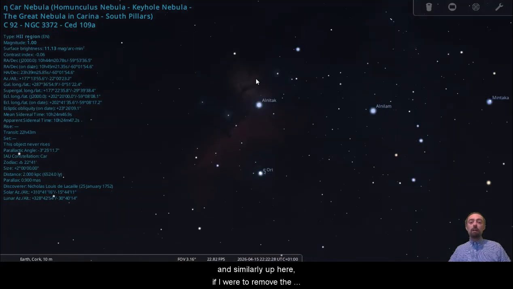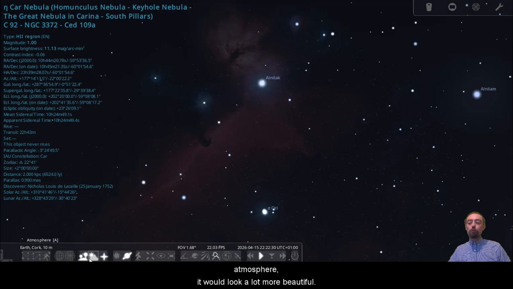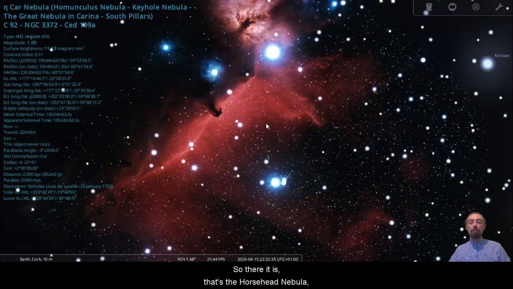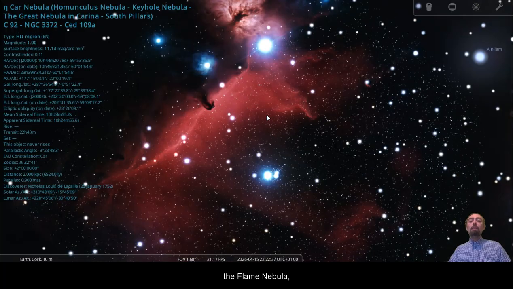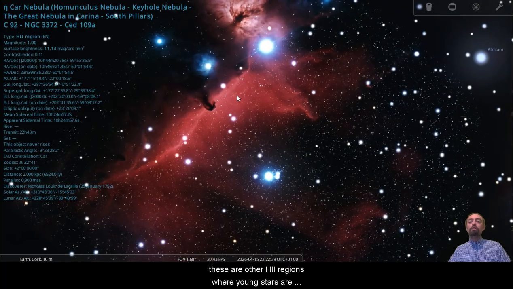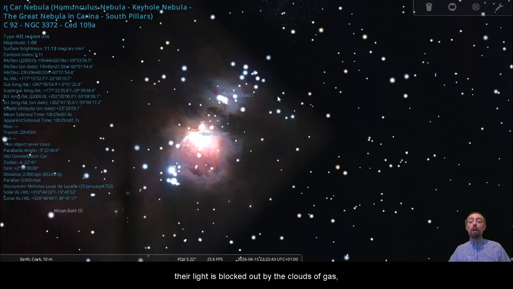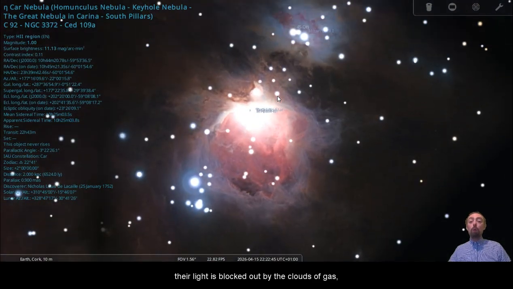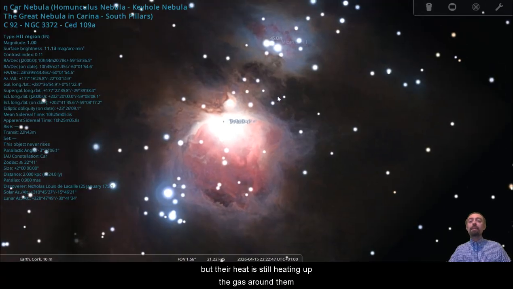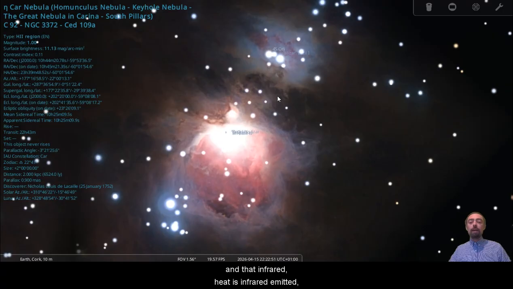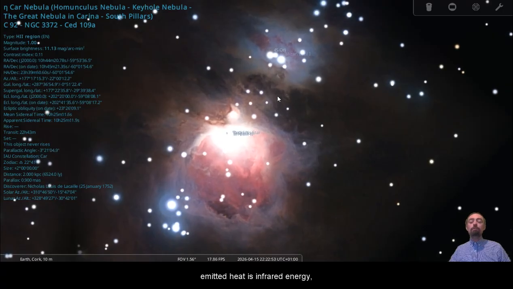And similarly up here, if I were to remove the atmosphere, it would look a lot more beautiful. So there it is. That's the Horsehead Nebula, the Flame Nebula. These are other H2 regions where young stars are forming, and we can't see them. Their light is blocked out by the clouds of gas, but their heat is still heating up the gas around them, and that emitted heat is infrared energy.